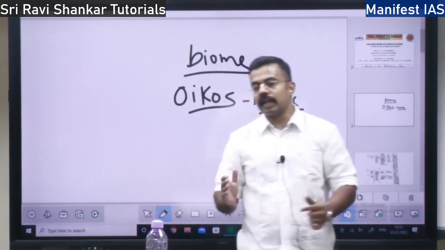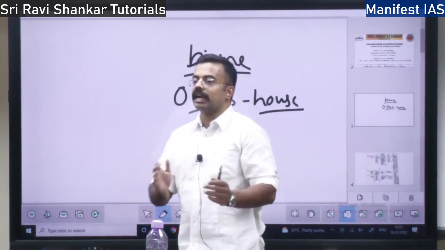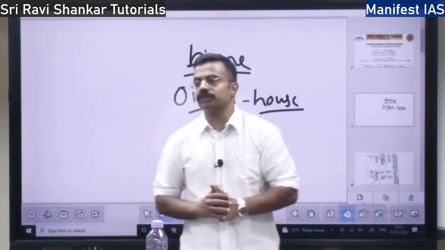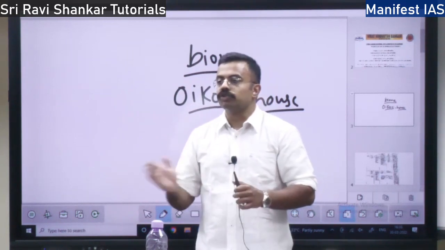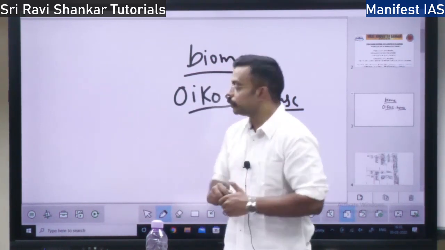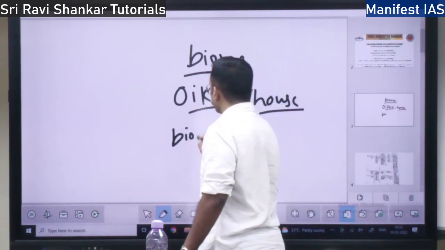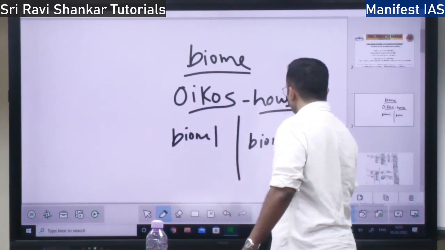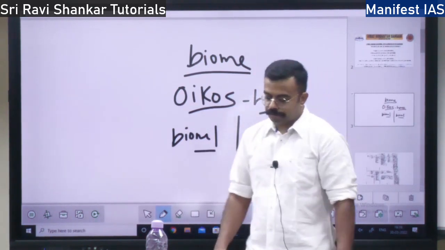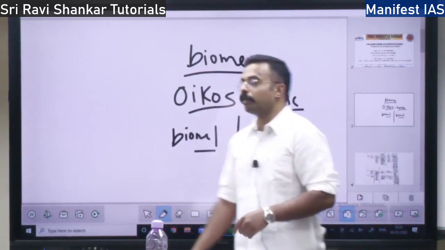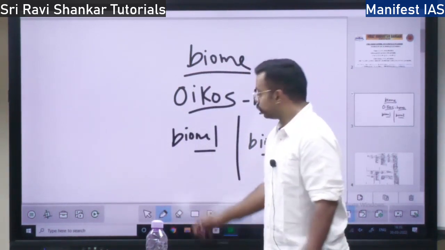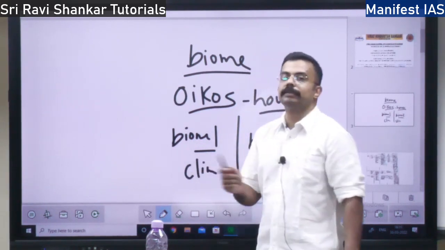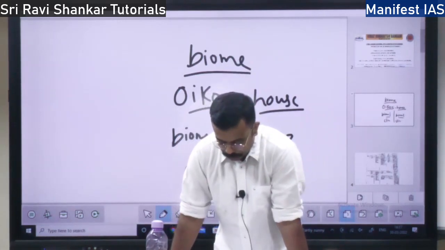So there are various biomes. For example, Western Ghats is one biome, the plain area is one biome, desert is one biome. So which forms the boundary between different biomes? Let's say there is biome 1 and biome 2. Between biome 1 and biome 2, the boundary factor is the climate. Climate forms the boundary factor between different biomes. The climate of this biome is different from the climate of this biome. Climate is the determining factor in differentiating the biomes, right?